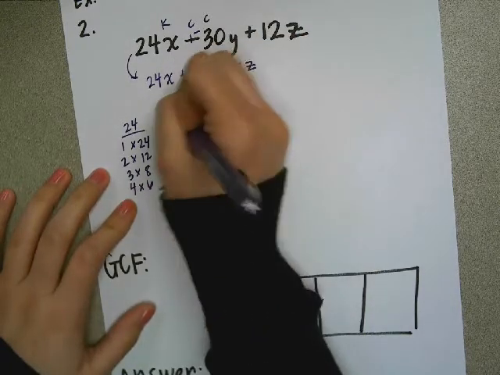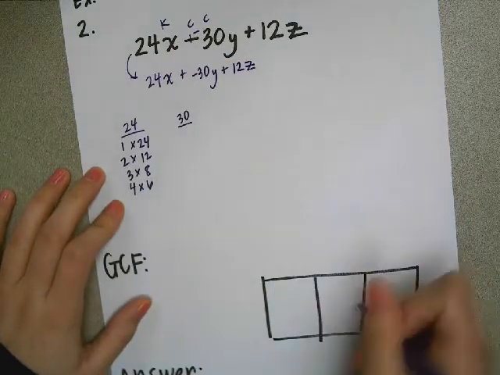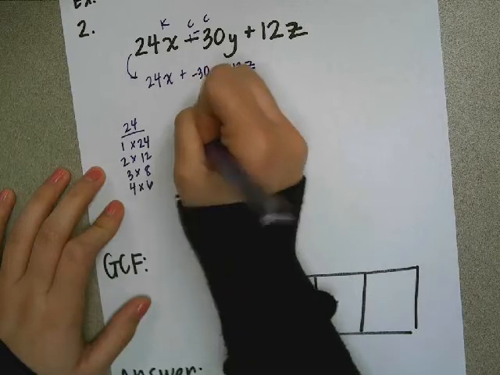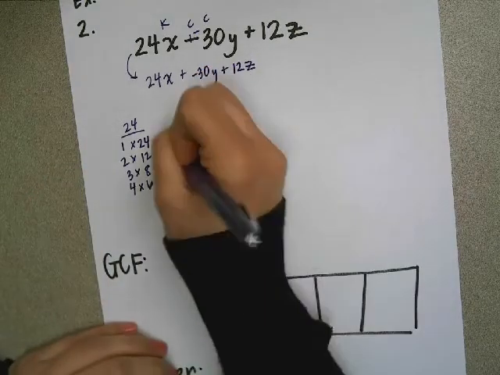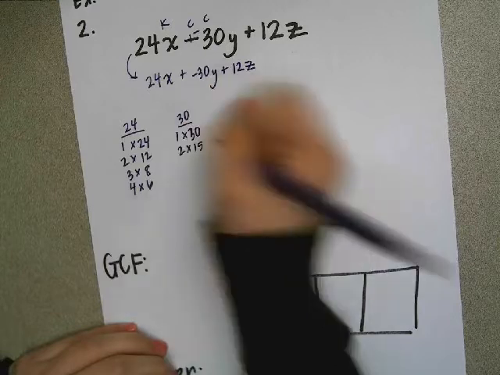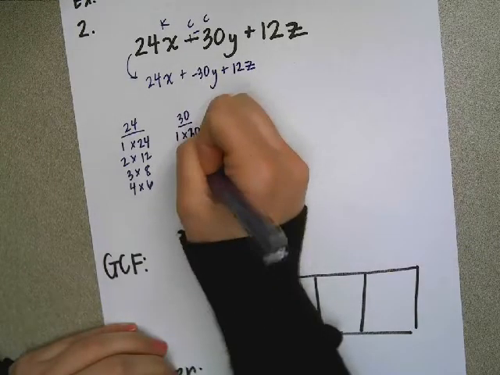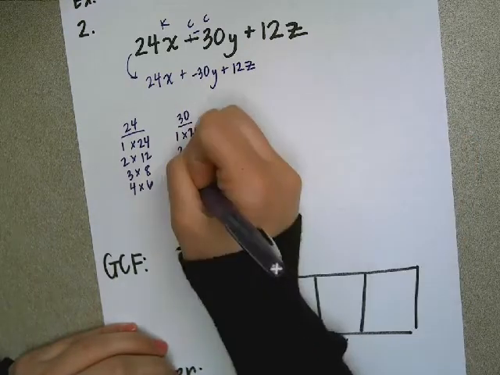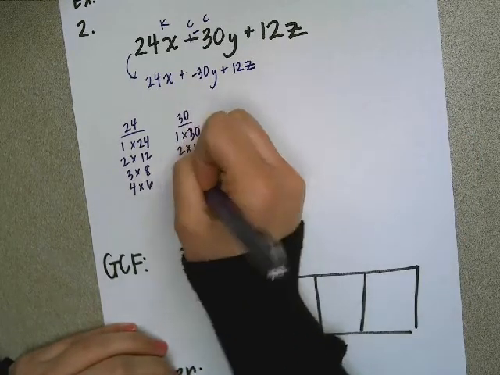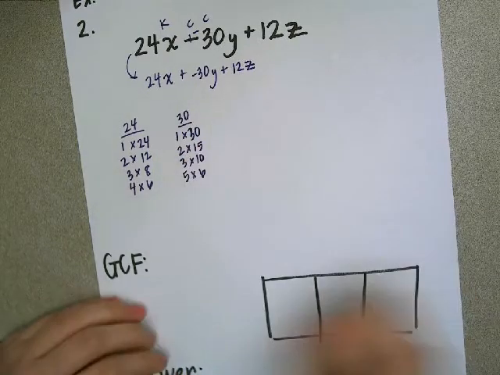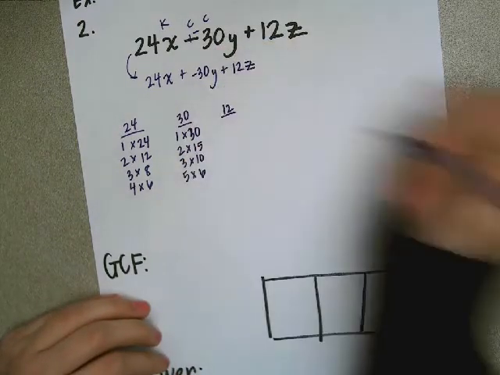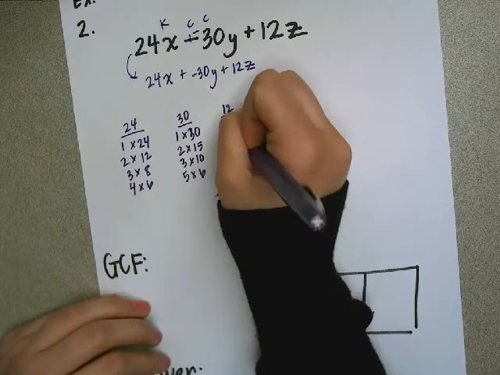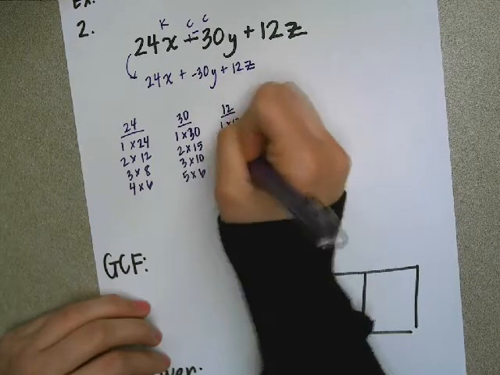The next one is my 30. So again, start off with number 1. 1 times 30. Next, 2 does go into 30, 15 times. 3 goes into 30, 10 times. And 4 does not go into 30, but 5 does, 5 times 6. And the last one, 12, we just did 12, so pretty simple. 1 times 12, 2 times 6, and 3 times 4.